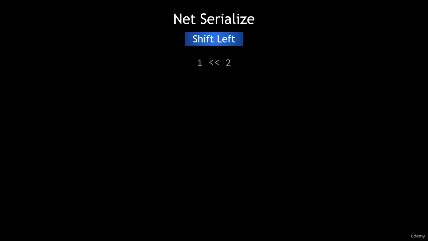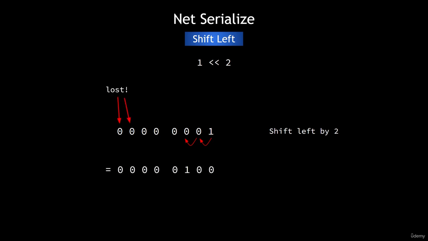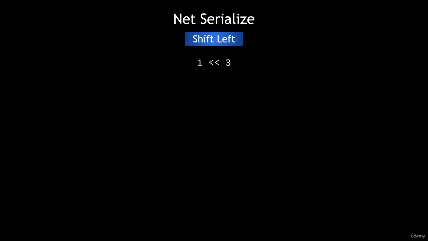Let's do another simple example, 1 left shift 2. Here's 1, and we need to shift all the digits to the left by 2. So the 1 all the way there at the right is going to shift over once and twice. And those 2 zeros all the way at the end are going to be pushed out and they'll be lost. So the result of this is this value here. That is how left shift works.